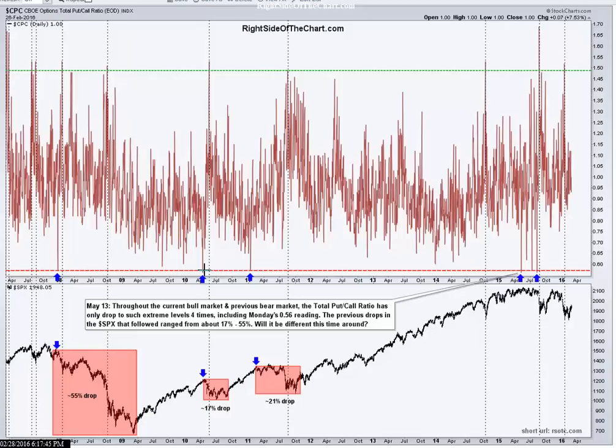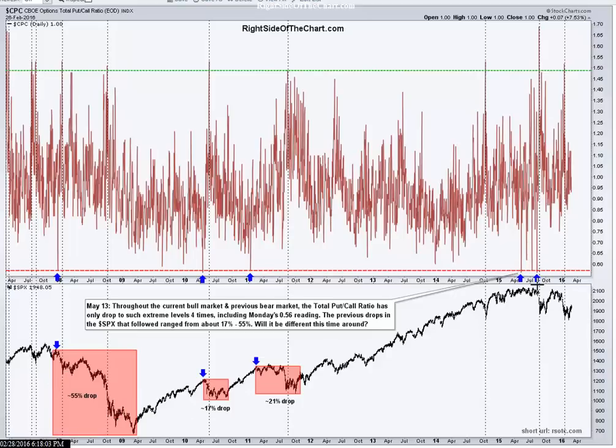You get down there, everybody's buying calls because they're all bullish, nobody wants puts, and what happens is the market tends to fall. Everyone's buying calls, nobody wants puts, and that's usually when the market tops. So you can see I highlighted in the past those drops.